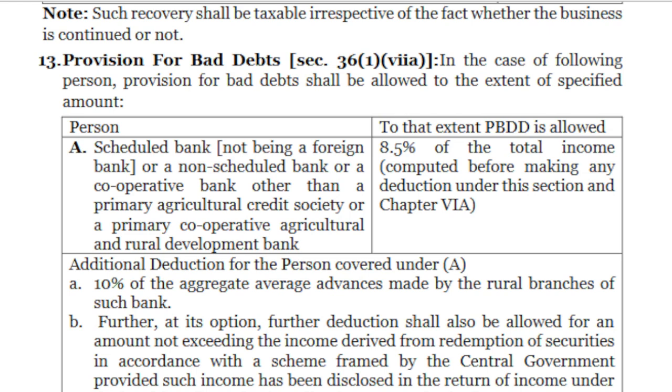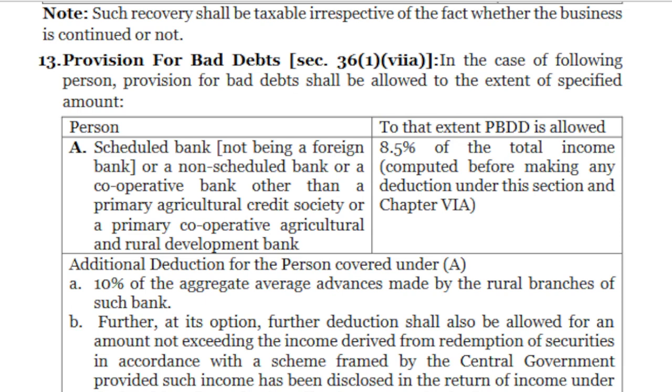So if scheduled banks are there, non-scheduled banks are there, that means private, public, all banks are covered here. But cooperative society is covered. What are not covered? Foreign banks and agricultural cooperative societies are not covered. For them, they can create 8.5% as provision for bad debts. How much they can create?